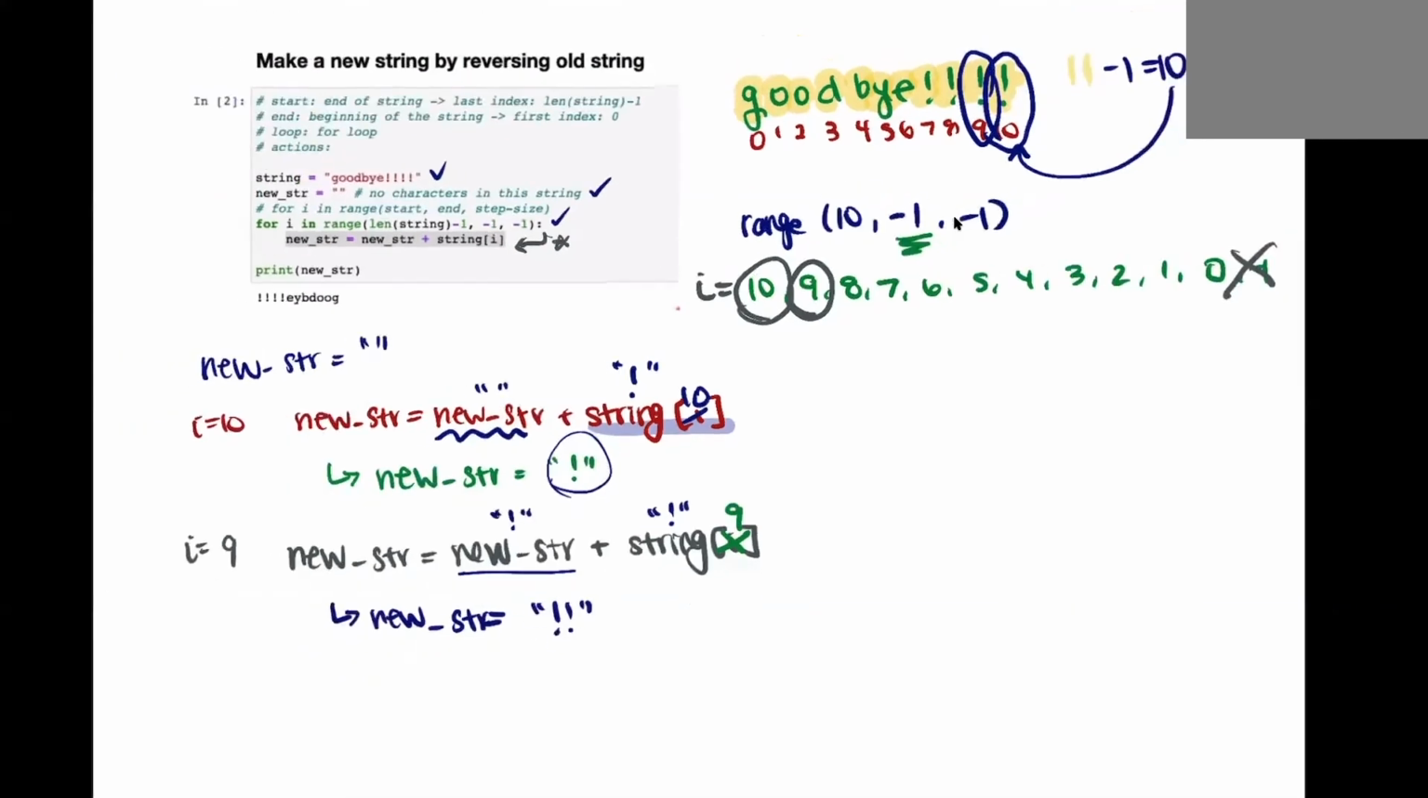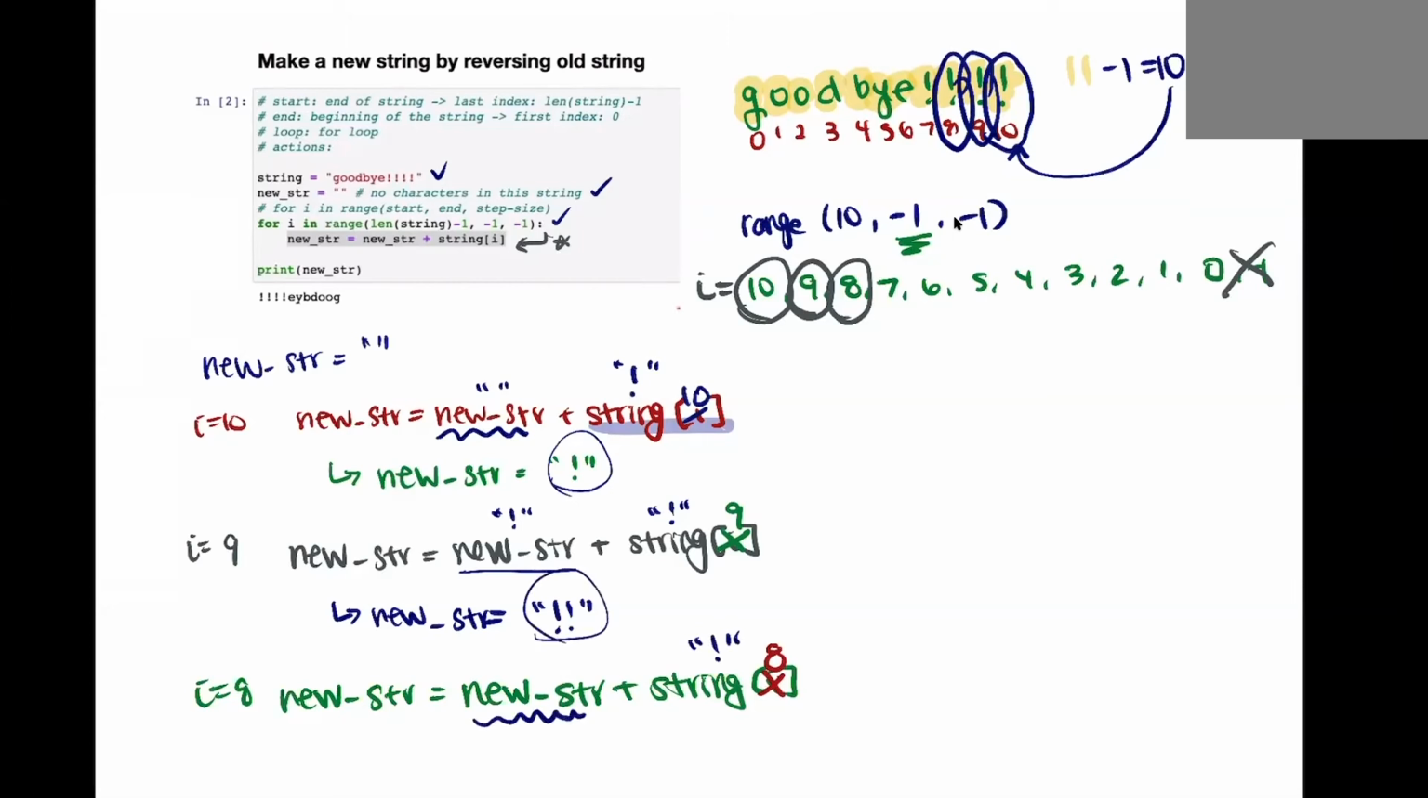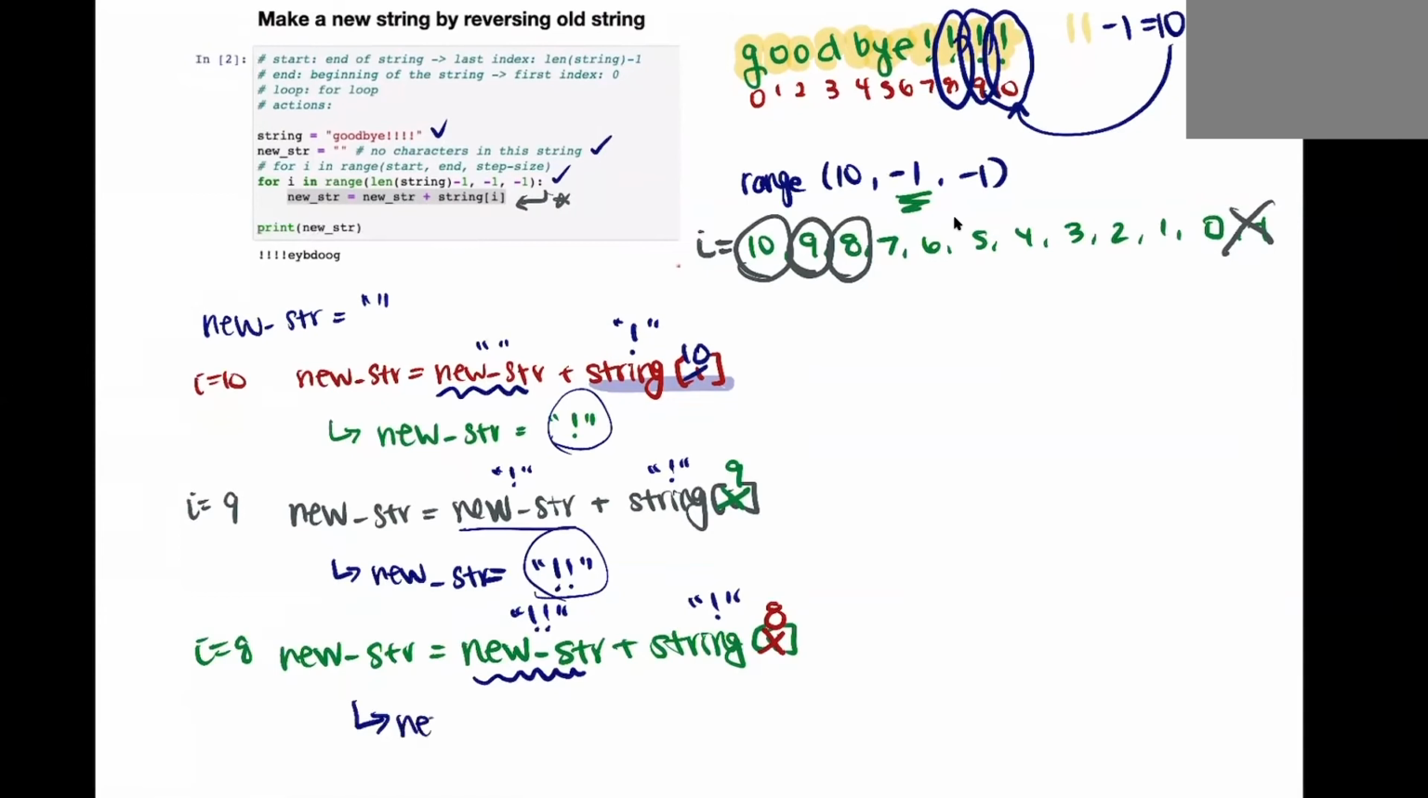Then after that, we are going to be doing the next value in the range, which is I equal to 8. So where I is equal to 8, we have new str is equal to new str plus string I, but I at this point is 8. So we are looking at string 8. If we take a look at string 8, that is an exclamation mark. New string is currently equal to two exclamation marks. So when I concatenate these, what is my new string now equal to? Right, we have three exclamation marks.